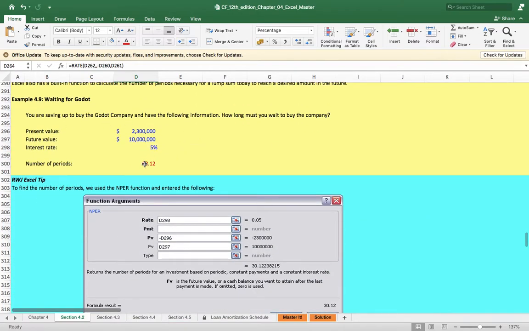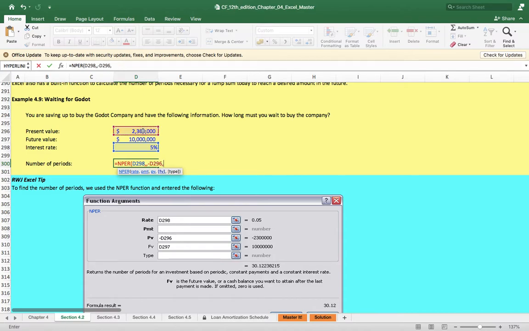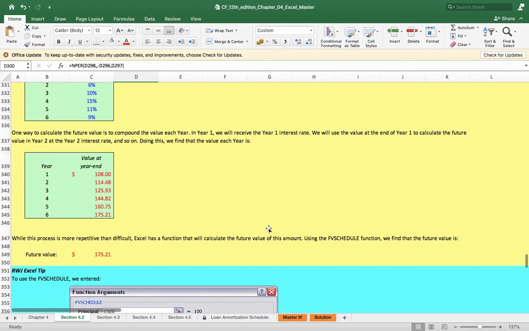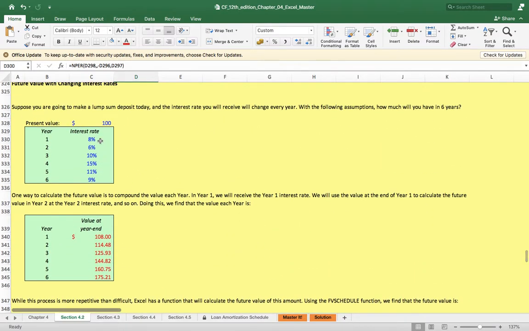Similarly, here is the number of periods. Number of periods is equal to, the inbuilt function is NPER. Click there. Rate 5%. Payment, in between you are not making any payment, so comma. PV, will keep the PV in minus. Future value 10,000 or 10 million, bracket close. Number of periods is 30. Similarly, here we have done the calculations with the number of periods, interest rate.